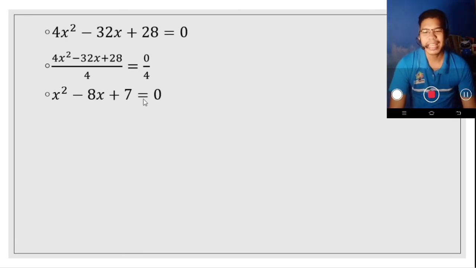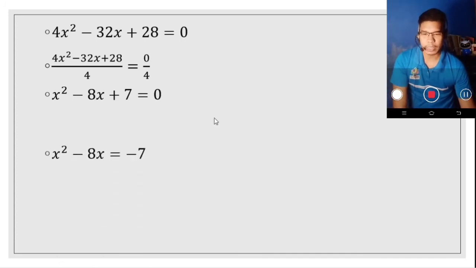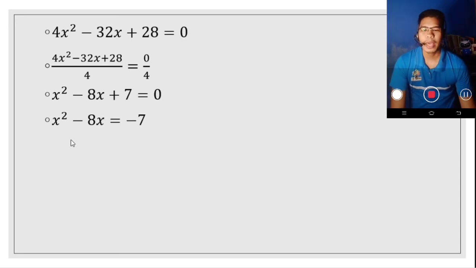The next step is to transfer positive 7 or the constant term to the other side of the equation using the addition property of equality. So that will become now x squared minus 8x equal to negative 7.